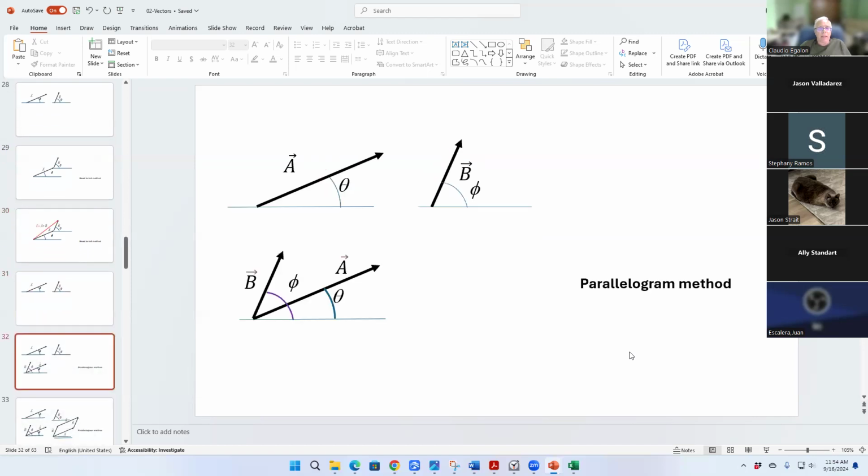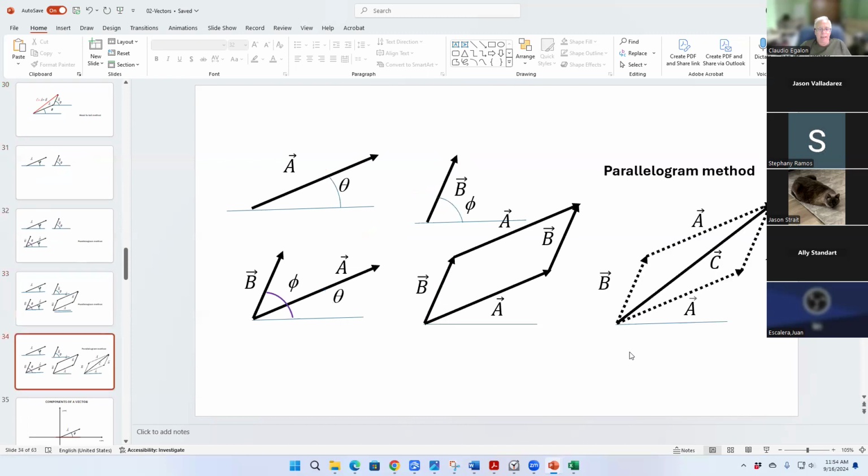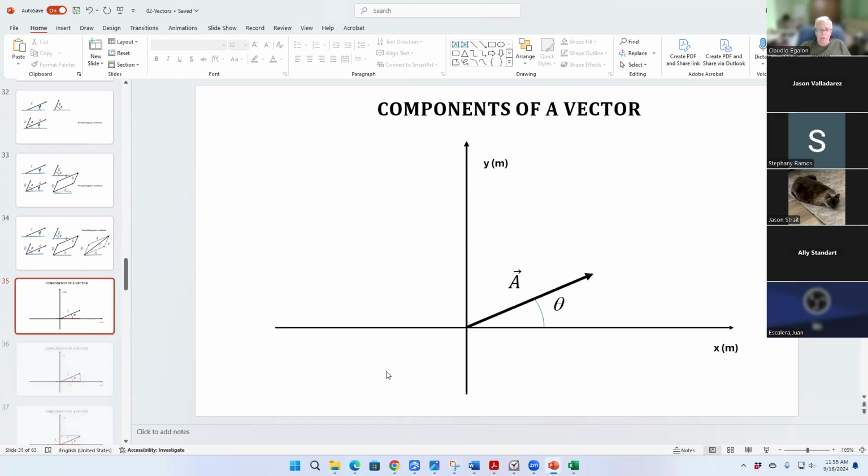Okay, so here you go. But we can also use the parallelogram method. In the parallelogram method, we put the tails of both vectors coinciding with each other, and then we draw a parallelogram out of these two vectors, and then connect one edge of the parallelogram to the other edge of the parallelogram, okay? You've got to practice that so you become very familiar with those properties.